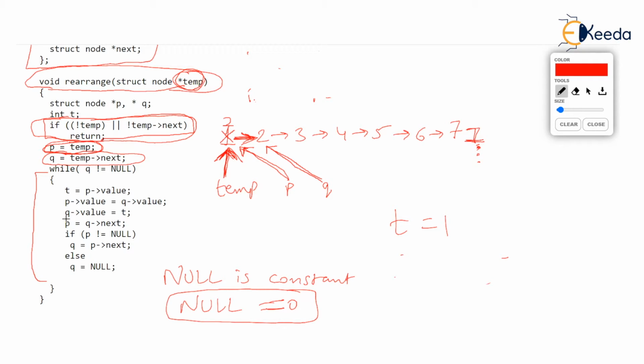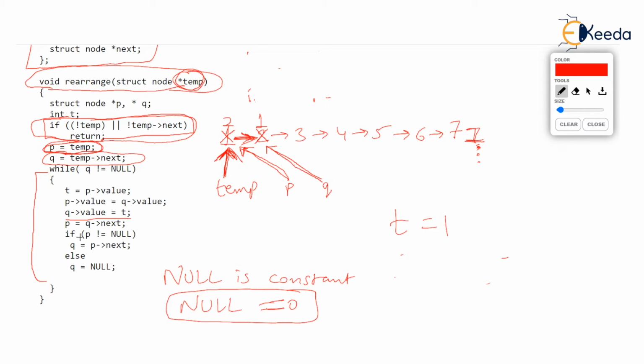And the next line, which I am underlining here, is q arrow value equal to t. Now notice t is 1. So q arrow value, this value, is going to become 1. Okay, that means we have swapped the first and second nodes. Values of the first and second nodes have got swapped.